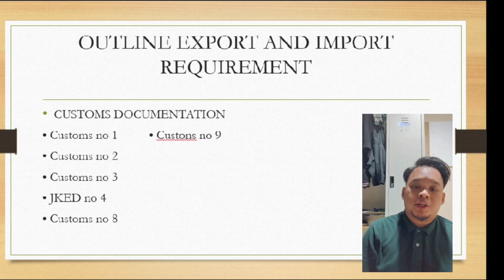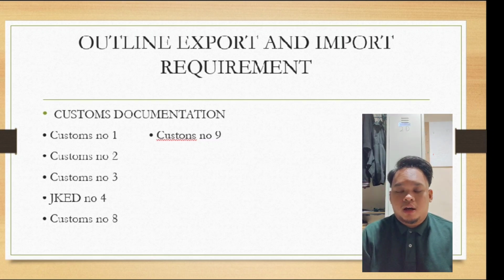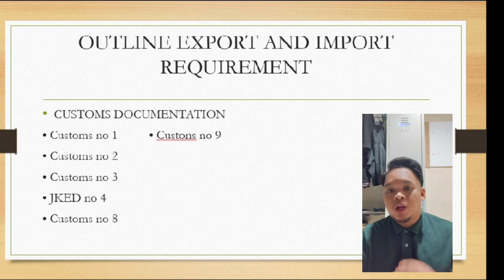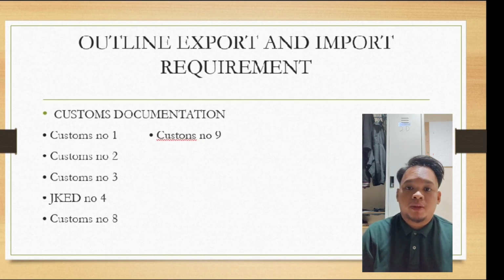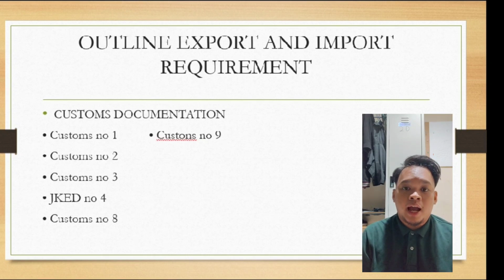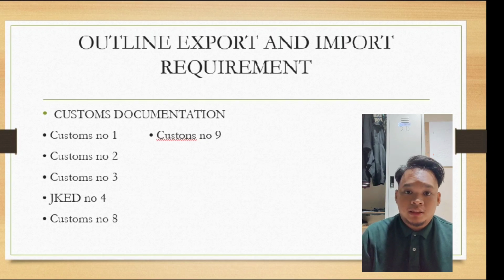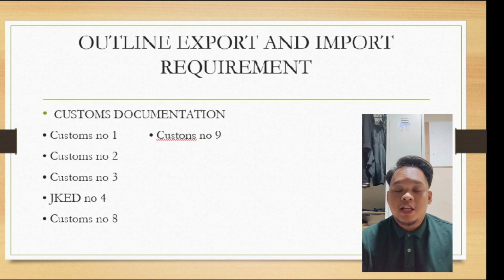Next, I'm going to talk about the import and export requirements. One of the import and export requirements is customs documentation. First is customs number 1, a declaration form that lists the quantity, kind, value, weight, and country of origin of the product, as well as the number and description of the packages and crates. The customs office should receive complete paperwork at the location where the items are imported or exported.